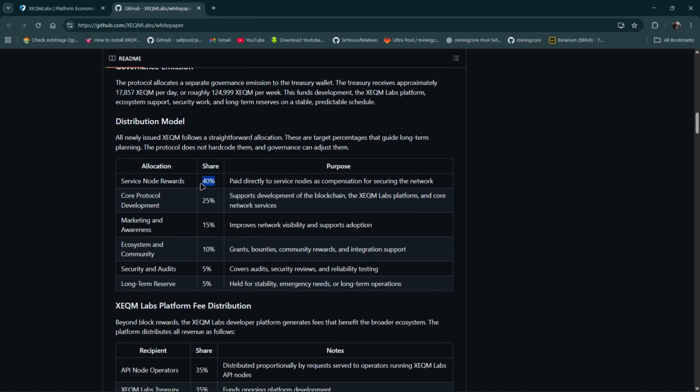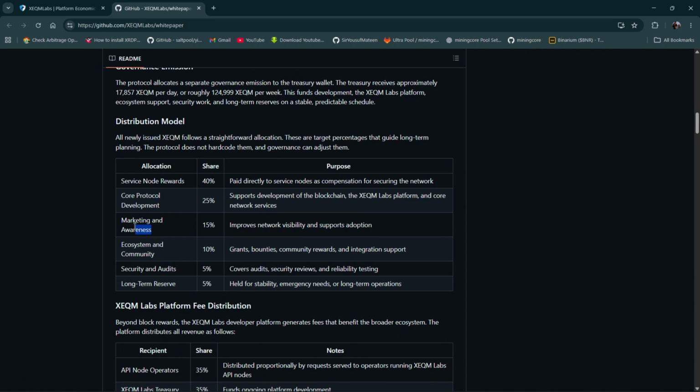So 40%, like we calculated, 11,880 for the service node, and the rest 60% is further categorized for the governance. So 40% is paid directly to service nodes as compensation for securing the network. Core protocol development gets 25% from the governance. Now what is core protocol development? It supports development for the blockchain, the XEQM Labs platform, and the core network services.